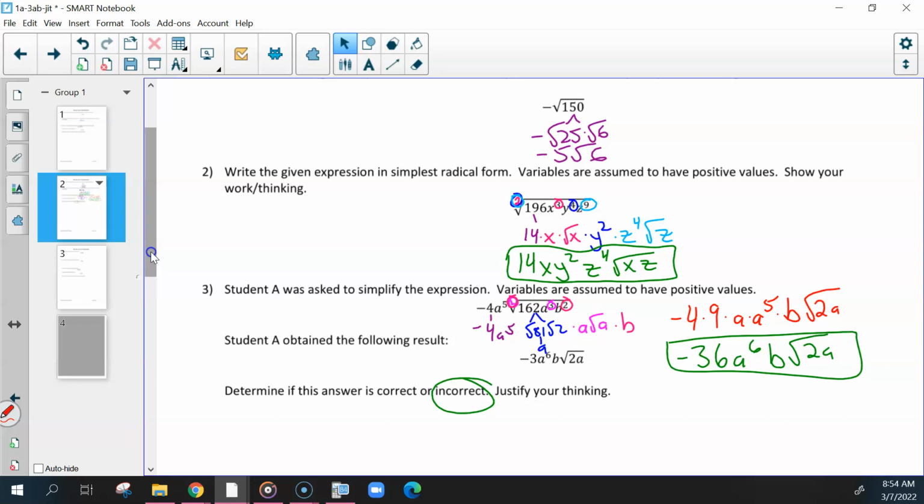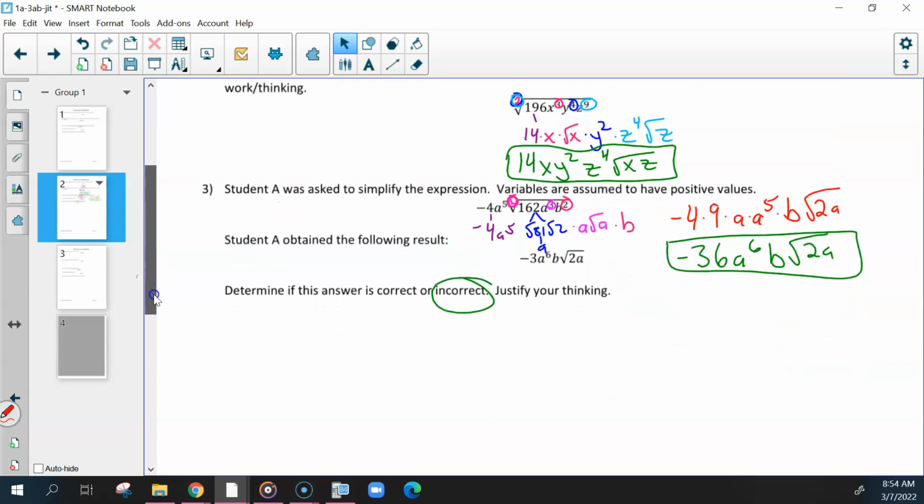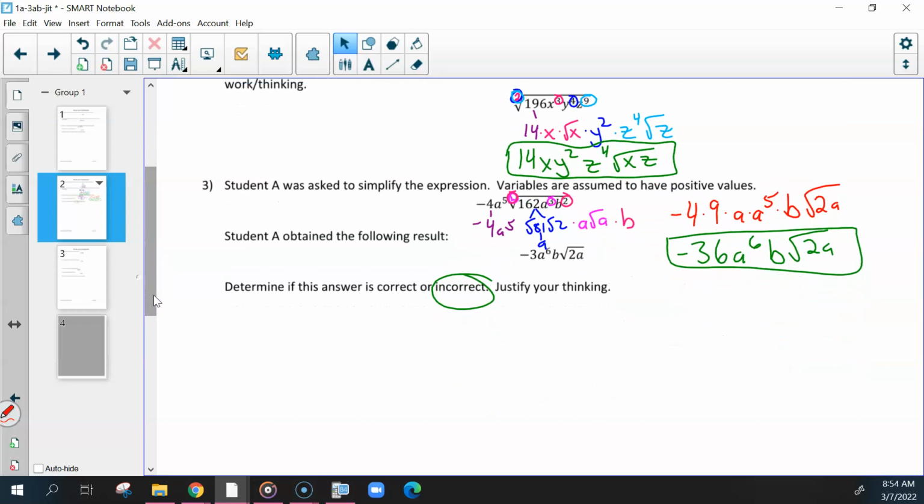Number 3. I'm not sure what they did here, but something about this one. If you started to simplify 162, the highest perfect square that goes into it is 81. So the square root of that would be 9. Maybe they took the square root of 9 to get 3. I don't know. Because then they didn't multiply it by -4.